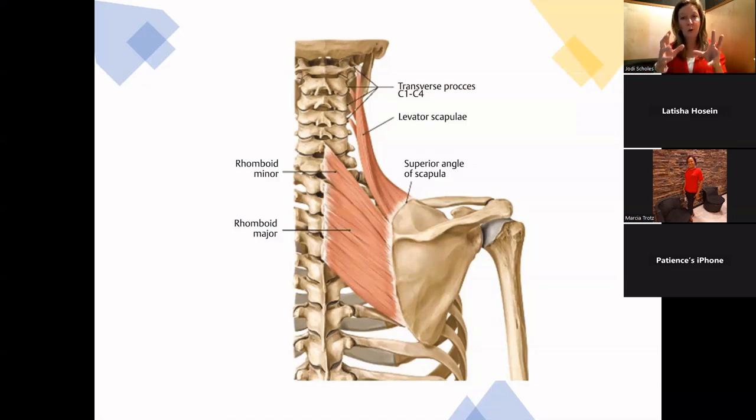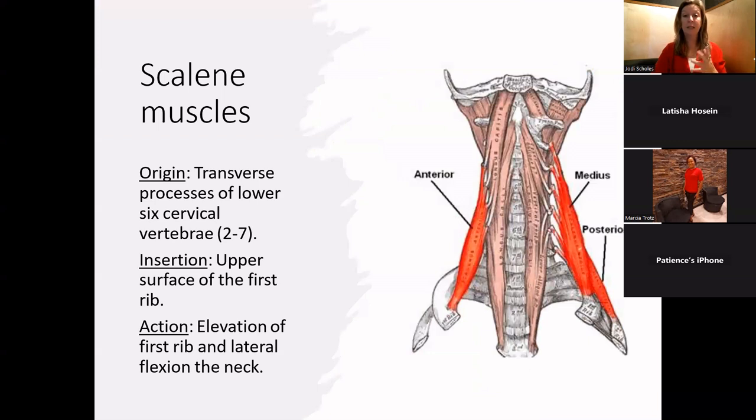And so if you have a question on the MBLEx about the angles of the scapula, just pause and remember: medial is closest to the spine. Lateral is away from the spine. Good. All right.